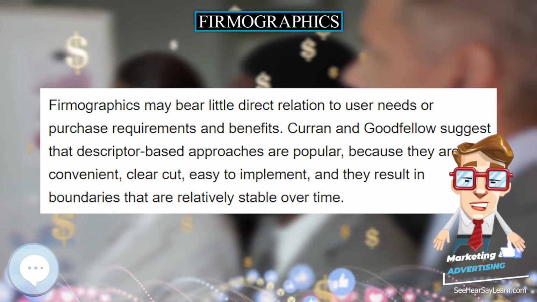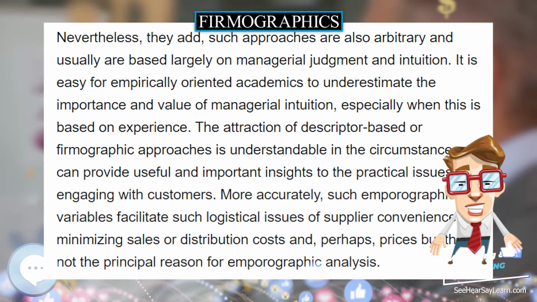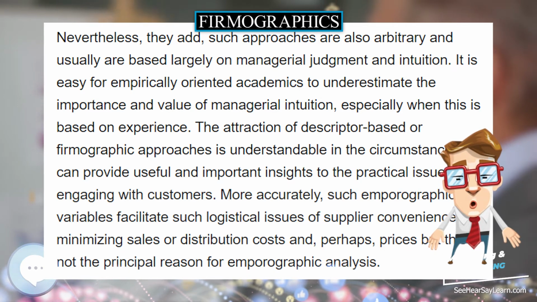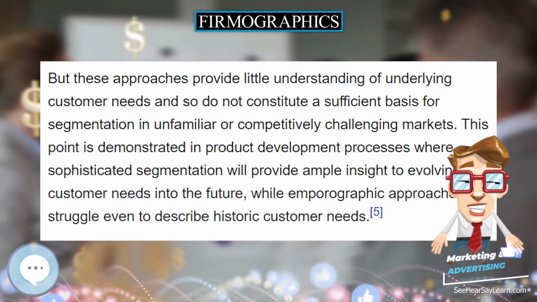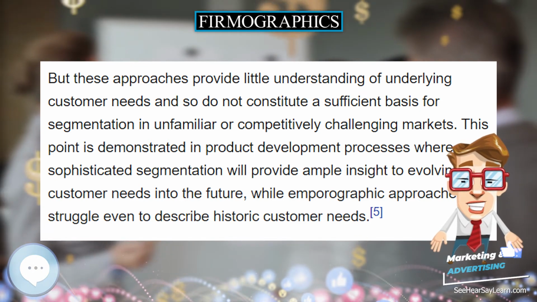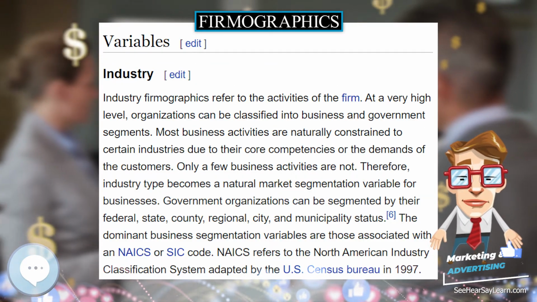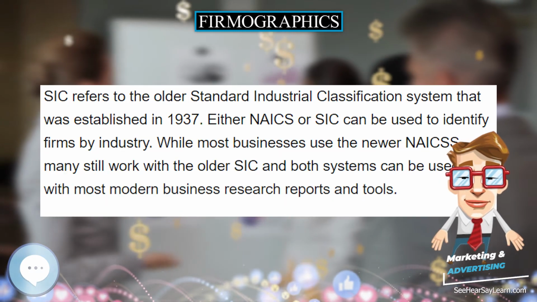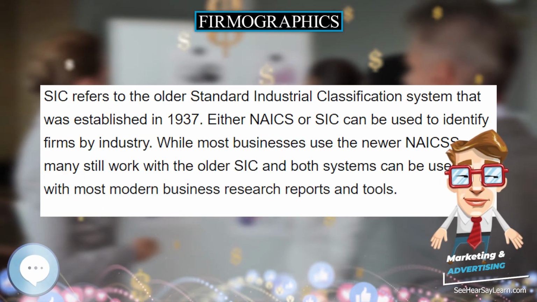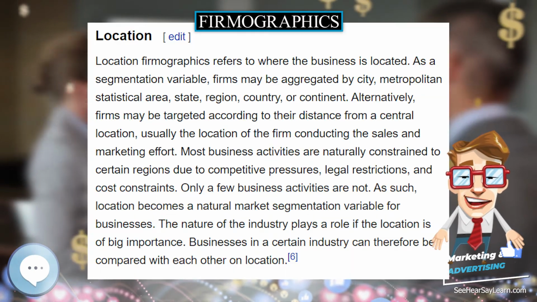Status and structure. Status and structure firmographics can refer to the relation of one organization to another, or it can refer to the legal status of an organization. For instance, individual establishments, also known as firms by the above definition, may be categorized as being independent businesses, part of a larger parent company, or the headquarters of a parent company.